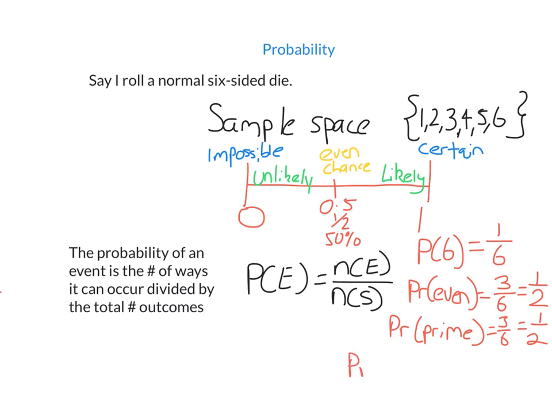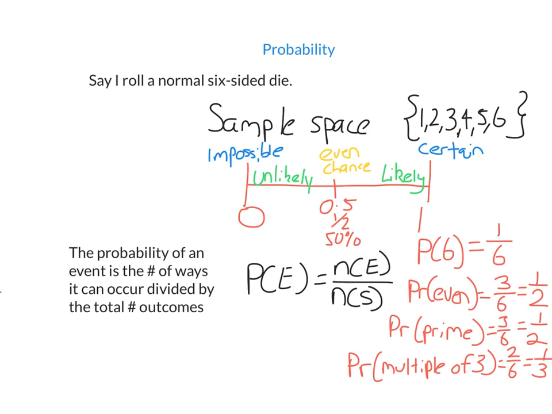Let's find the probability that I roll a multiple of 3. Again, we just count how many ways I can get that. How many multiples of 3 are there? Well, we have 3 or 6. So there are 2 ways that can occur this time out of 6 outcomes in total. So it's just 2 over 6 or 1/3.